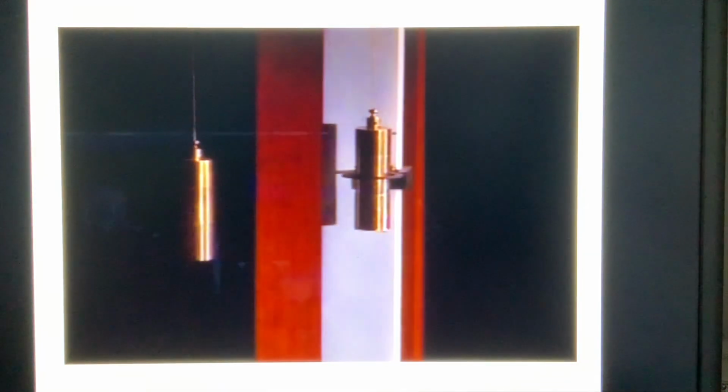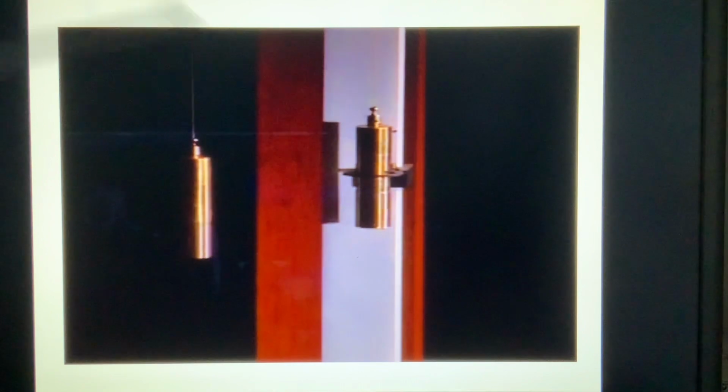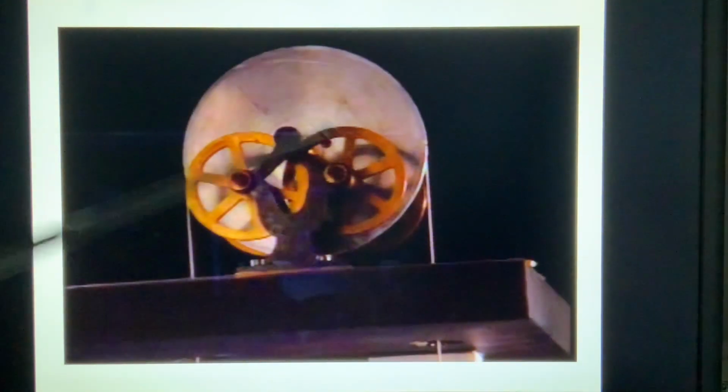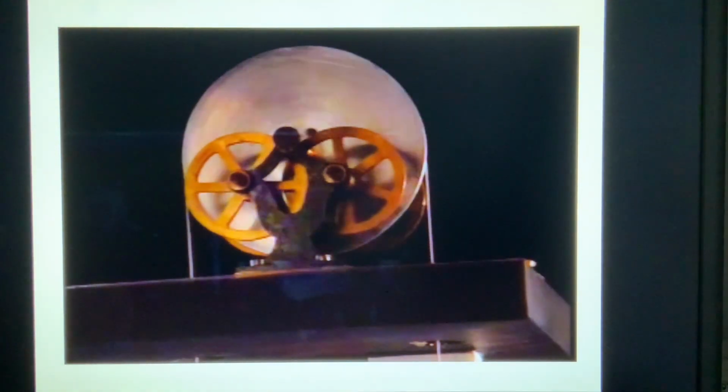This device is known as an Atwood's machine. Two equal masses hang on either side of a string passing over a pulley. Since the masses are equal, there is no net force to accelerate the masses, and they are in equilibrium in any position.